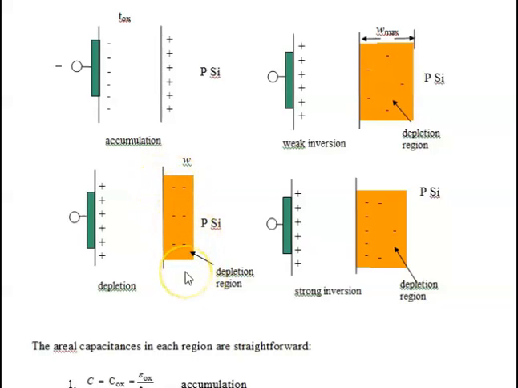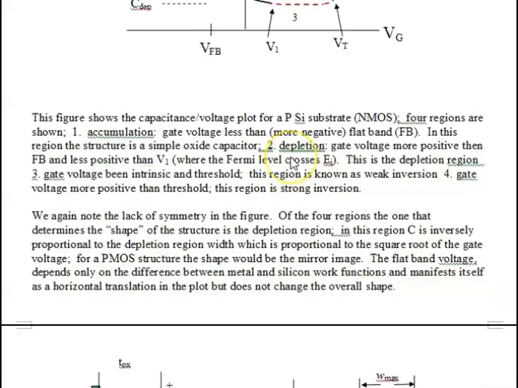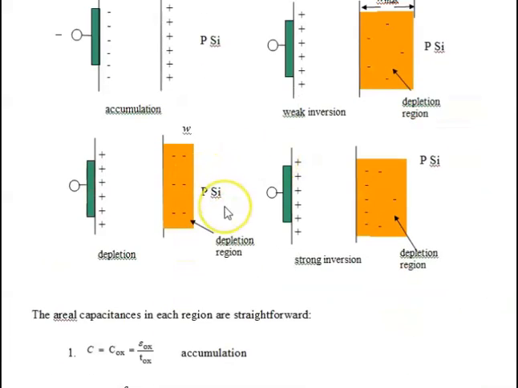In depletion, which is region number 2, we have no mobile electrons at the interface. Everything is depletion capacitance, and we increase, in a positive sense, the voltage on the gate. And what happens to this region? It grows. It gets bigger and bigger and bigger, and therefore the capacitance gets smaller and smaller and smaller, because the capacitance is always inversely proportional to the width.